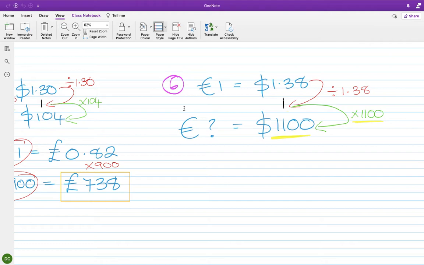Okay, so now we apply those two steps to the far side. So we're going to take 1 and divide it by 1.38 and then multiply it by 1,100. So 1 divided by 1.38 multiplied by 1,100. What my calculator says is 797.1014493.